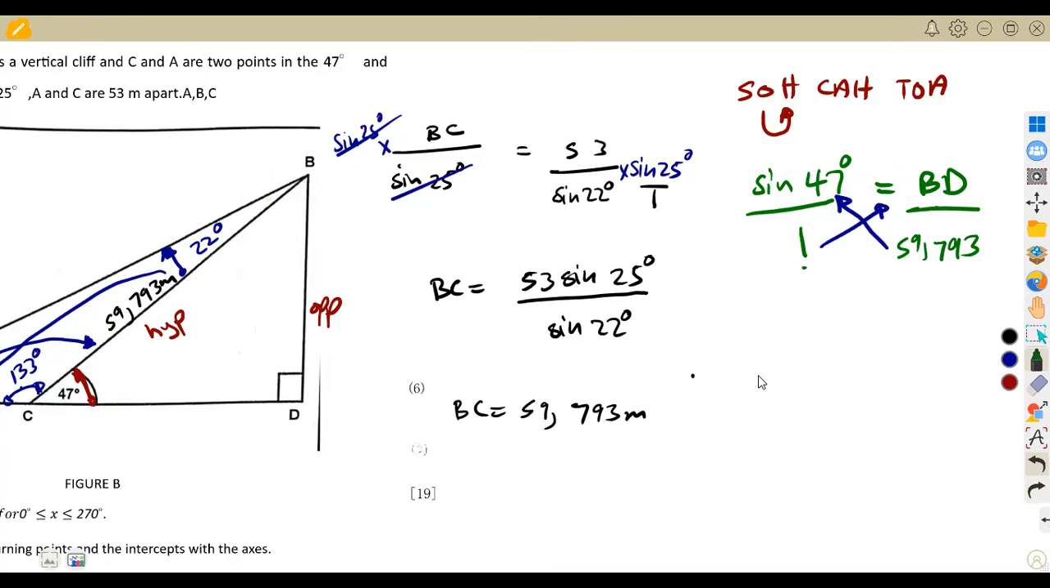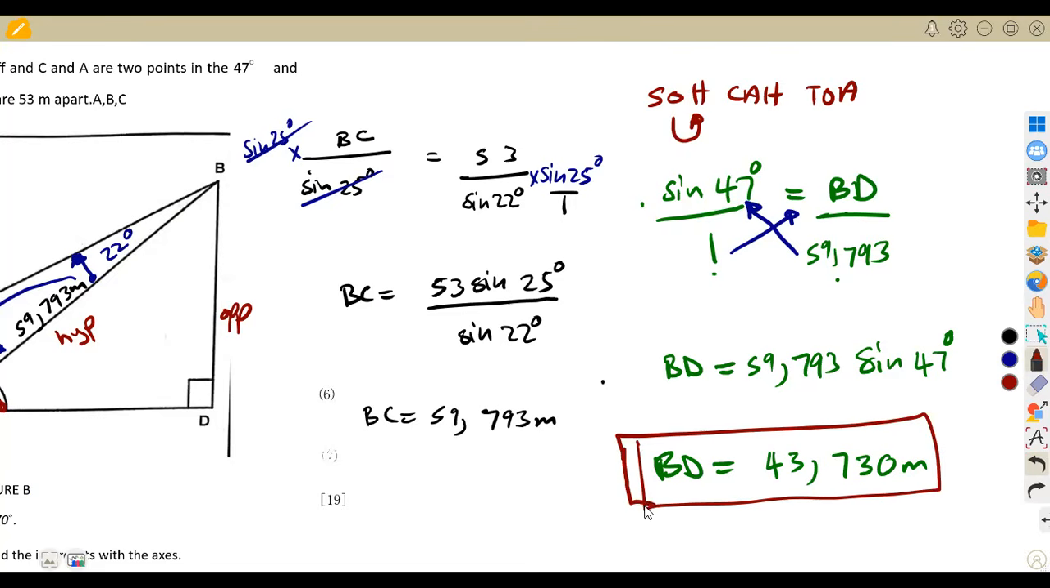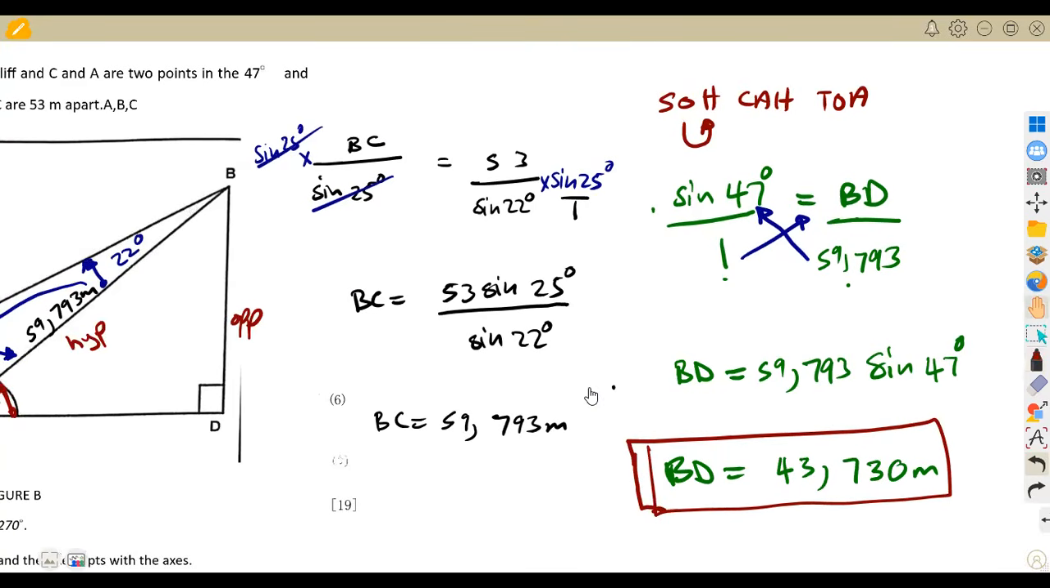That's 1 times BD, so BD is equal to 59,793 times the sine of 47 degrees. So this is going to give us BD, which is something like 43,7298 and so on, which is 730 to 3 decimal places, in meters. So this is the length that we are being asked to calculate, the length of BD.